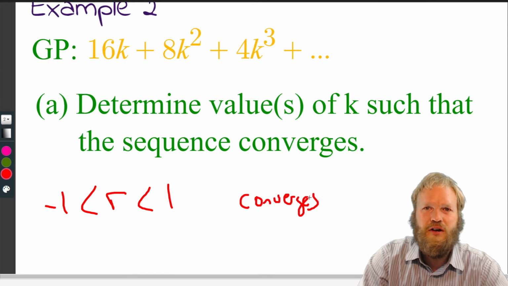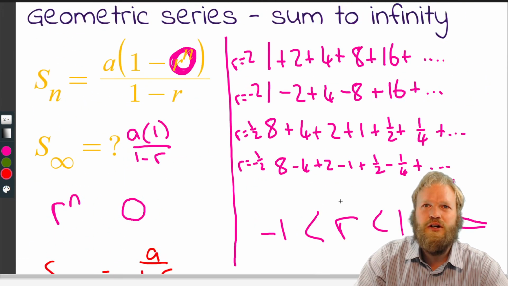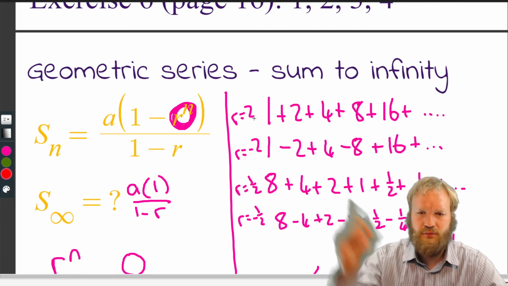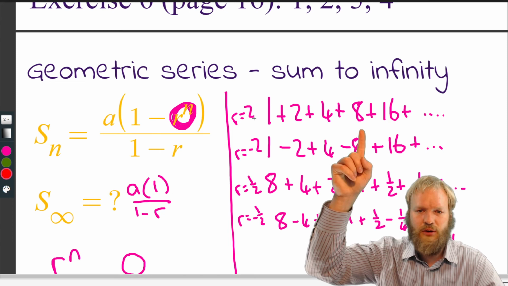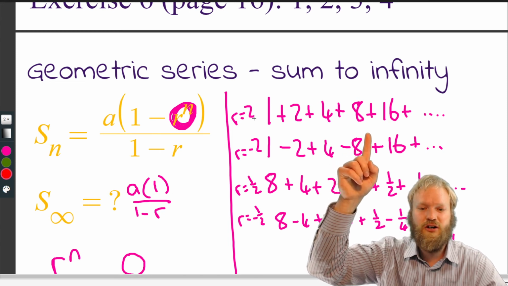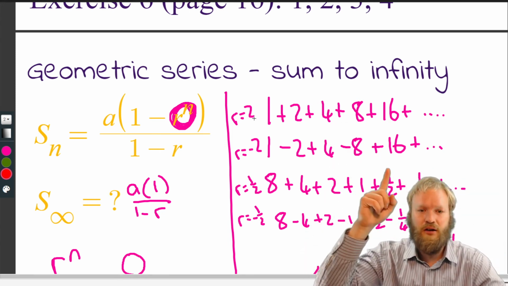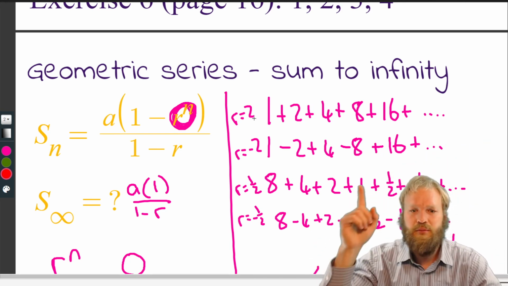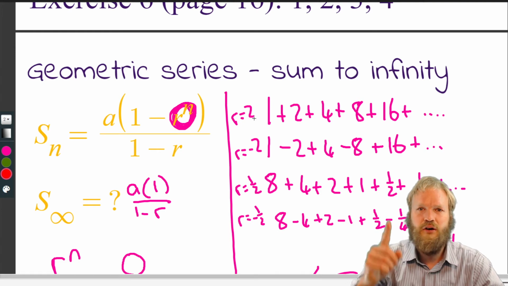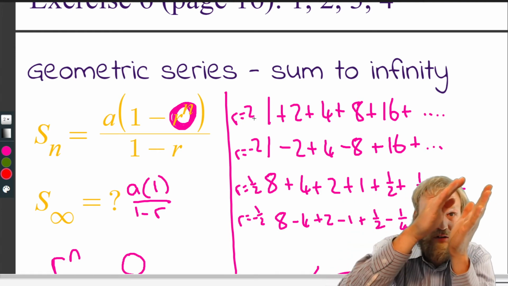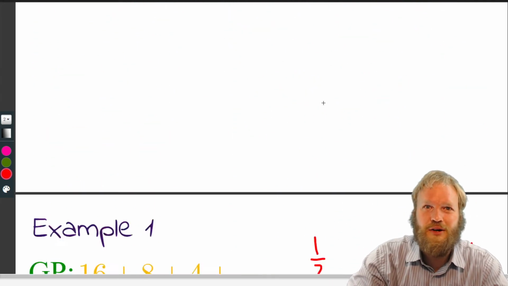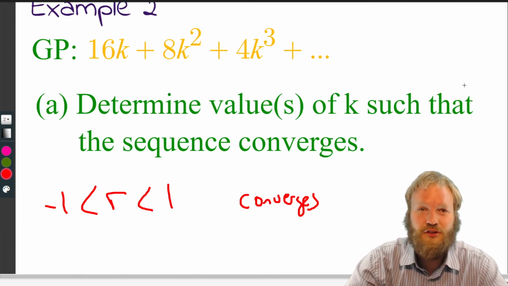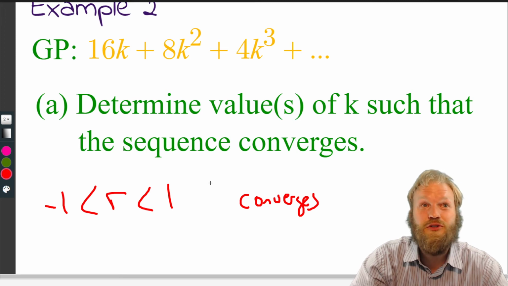In other words, in our examples we looked at above, we don't want the top one, because it's not converging, it's getting bigger and bigger and bigger. We don't want the second one because it's also getting bigger and bigger. But we want this one and this one, where it's converging, getting closer together. So if something converges, the ratio must be between -1 and 1.